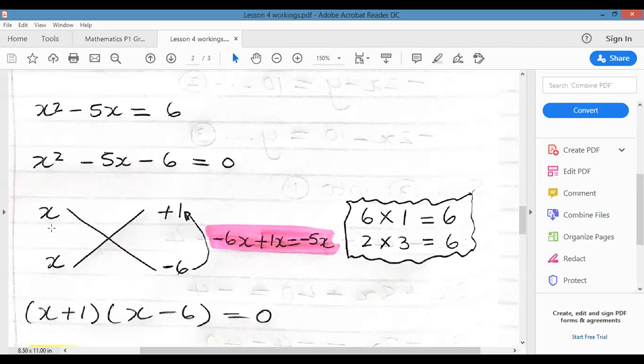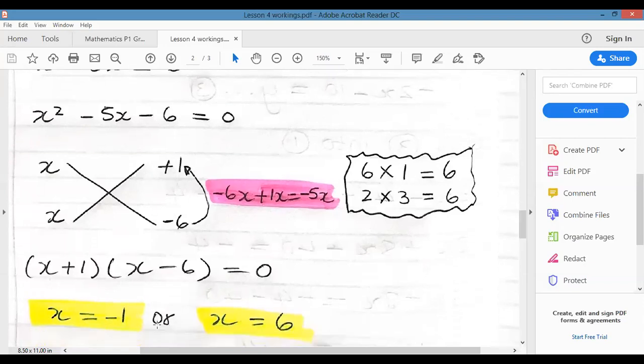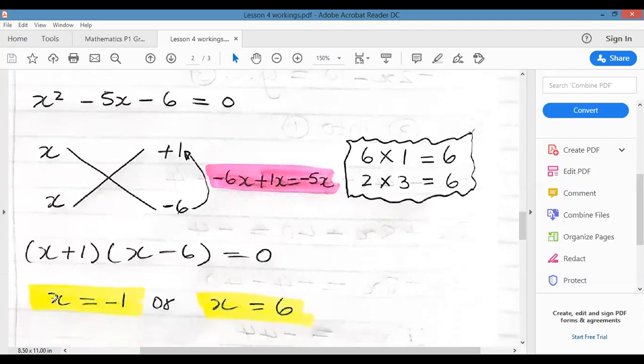Does it make sense? Then you take your answer as it is: x plus 1 and x minus 6 is equal to 0. Therefore, when you transpose to the other side, x is equal to negative 1, because when you take 1 to the other side, it will be negative 1. When you take 6 to the other side, it will be a positive 6. So x is equal to negative 1 or x is equal to 6. I hope it makes sense.